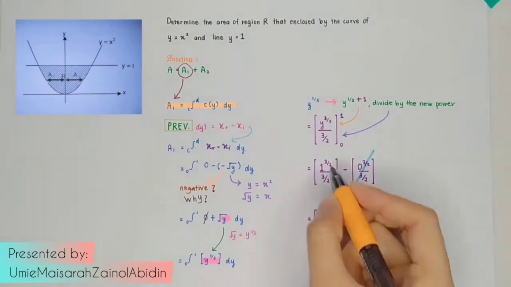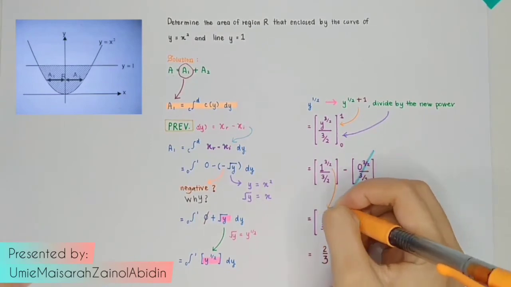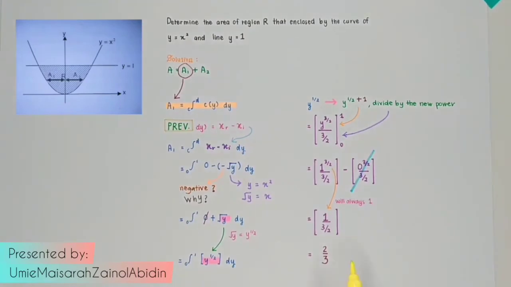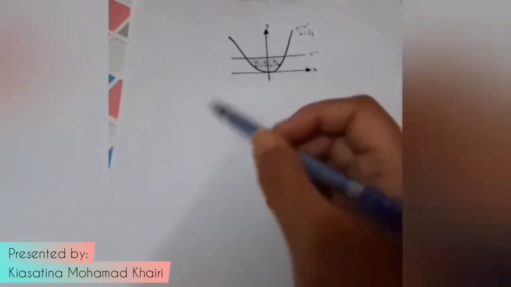For your information, 1 power of anything will always equal to 1. So 1 power of 3 over 2 equals to 1. I got 1 divided by 3 over 2. And the final answer for A1 is 2 over 3. The next step is we search for the area of A2.